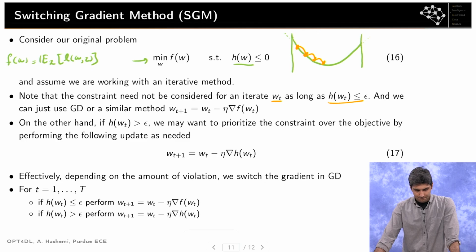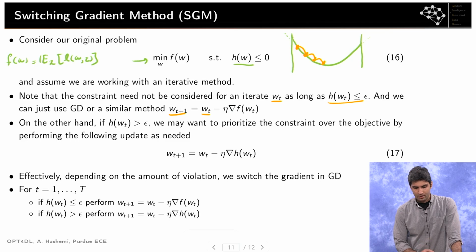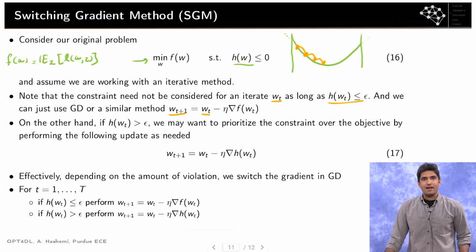Okay, and if that's the case, we can just, as I mentioned here, apply gradient descent or similar methods to update a parameter. For instance, I can move from the current solution to the next one by following the negative direction of the gradient of the objective, only the objective, and not consider the constraint at all. Okay. So this is for the case where we have access to a feasible solution.